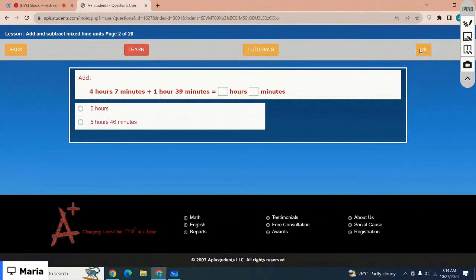Okay, 4 hours 7 minutes plus 1 hour 39 minutes, which is the correct option? The correct option is, you have to add, right? 4 plus 1 is 5. You have to add, yes, that is 5 hours and 46 minutes. Very good.